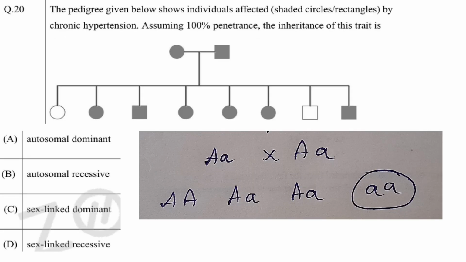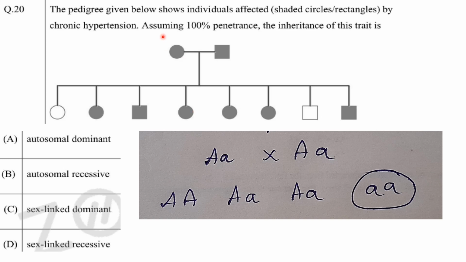Then next one. The pedigree given below shows individuals affected, shaded circles or rectangles, by chronic hypertension. So chronic hypertension they have specifically mentioned, so it is an autosomal disease. C and D they have given as sex-linked dominant and sex-linked recessive, so that cannot be the answer. Assuming 100% penetrance, the inheritance of this trait is.